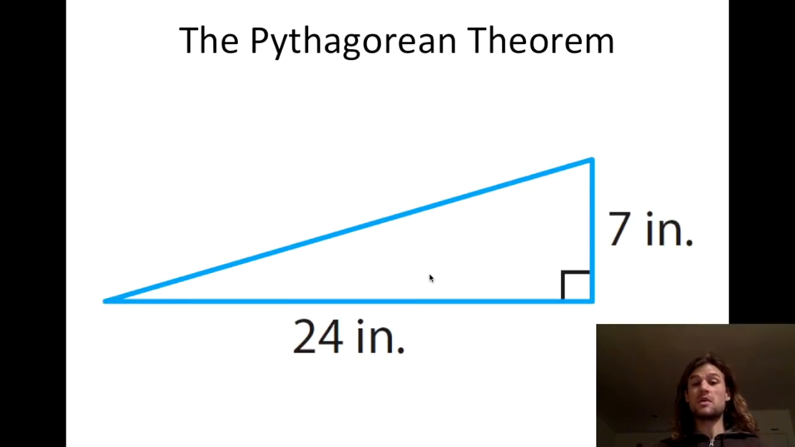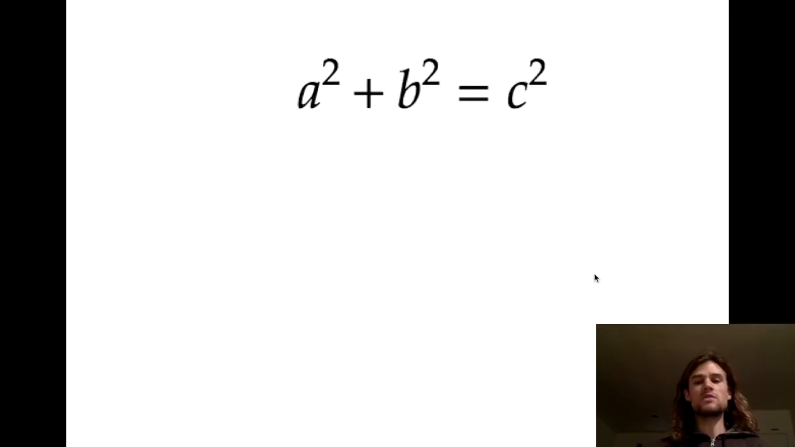So, the Pythagorean Theorem. If we want to know the length of a diagonal of a right triangle, we're going to use the following formula. A squared plus b squared equals c squared. You've probably seen this before. If not, welcome to something beautiful.